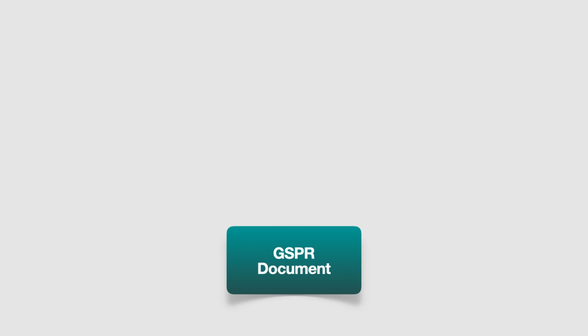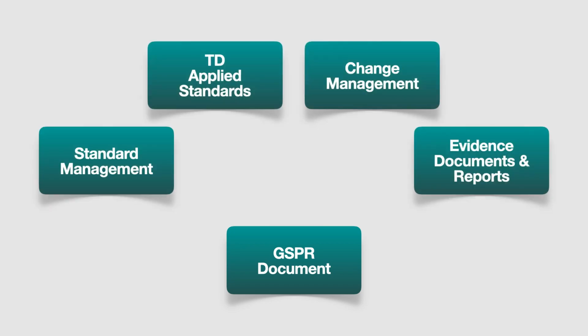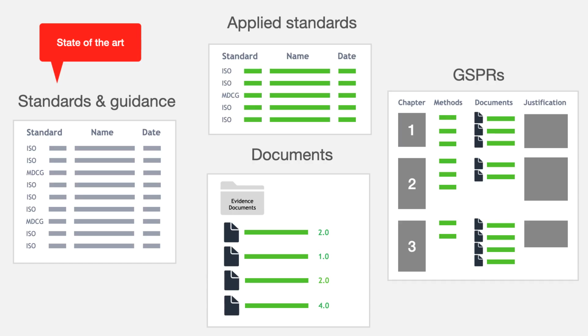Our GSPR document, and our proof of conformity, is therefore under constant attack. If, for example, standards or guidance documents change, this has a direct impact on our applied standards. This also potentially affects our verification documents or SOPs and their revisions. Our GSPR documents are directly affected and must be updated accordingly.